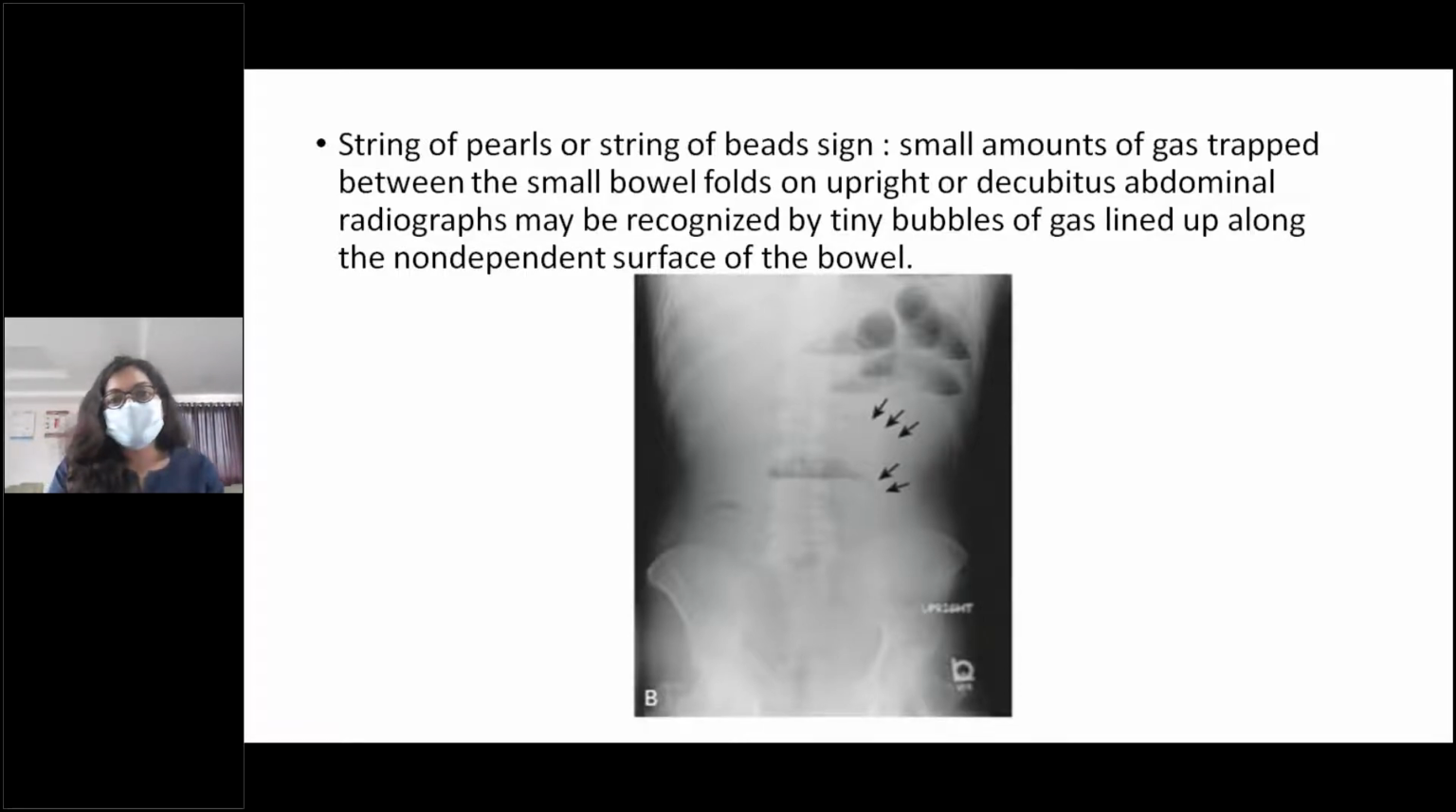String of pearls or string of beads sign: small amount of gas trapped. In this picture you can see a small amount of gas trapped between the small bowel loop folds. On an upright or decubitus abdominal radiograph, it may be recognized by tiny bubbles of gas lined up along the non-dependent surface of the bowel.